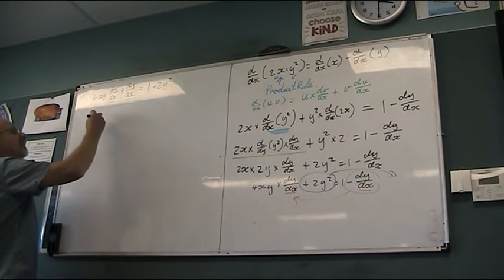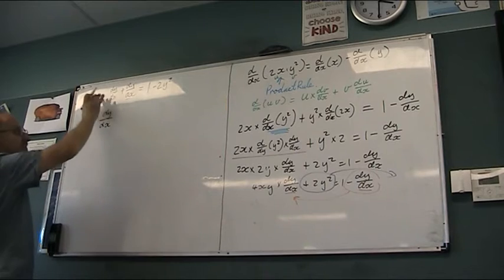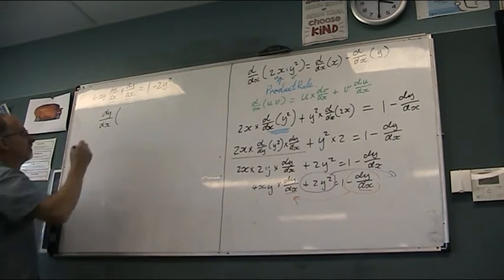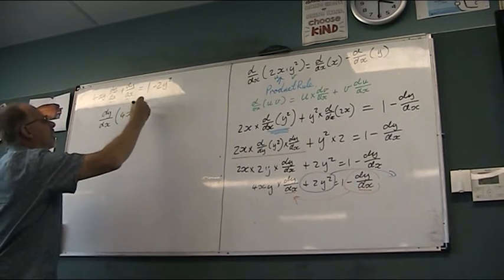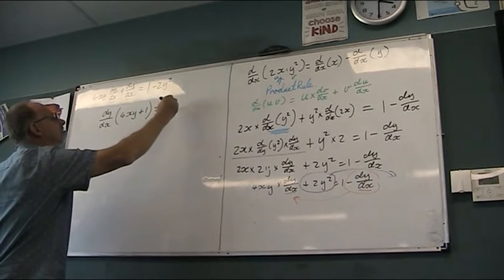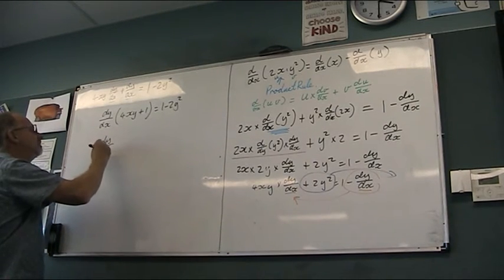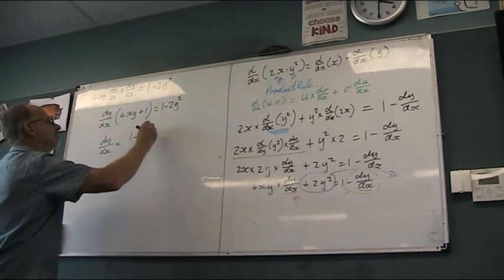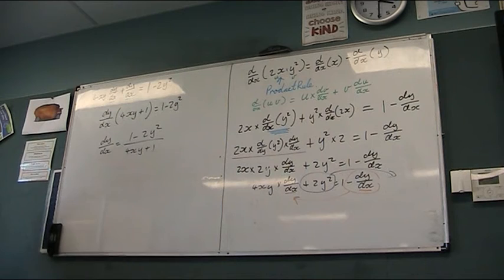Would they or would they not be a common factor? They're common to each of those terms, aren't they? So we take it out as a common factor. First term here we've got 4xy. There's one of them. Divide both sides by that bracket. dy/dx then is 1 minus 2y squared over 4xy plus 1.